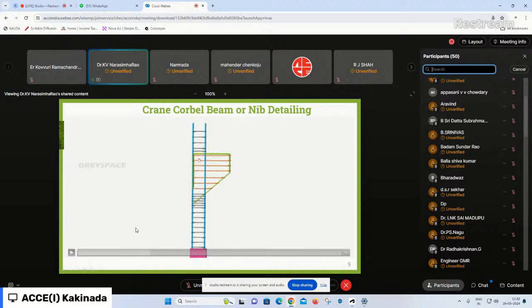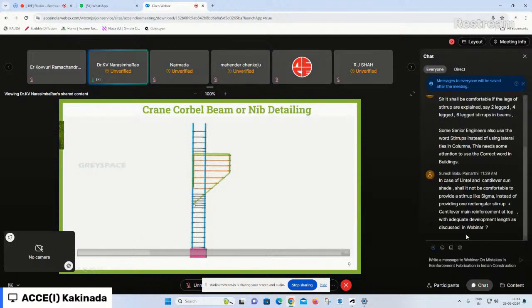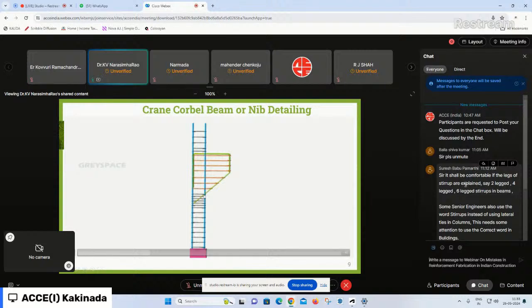Here, the development length of the main tension steel comes into play. It should be calculated from the face of the column to this end. From this point to this point, there should also be development length in compression. This is the development length in tension, and this is the development length in compression that is to be met. Whenever there is insufficiency in meeting the development length in compression up to this point, we have to extend this bar like this.